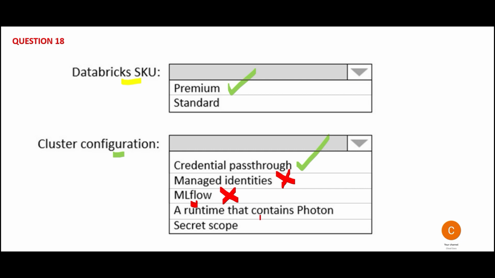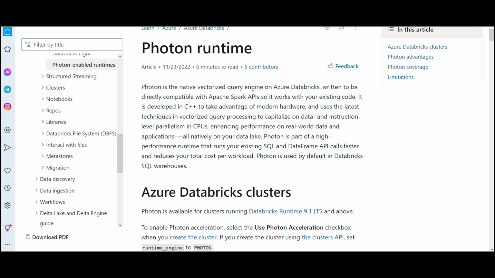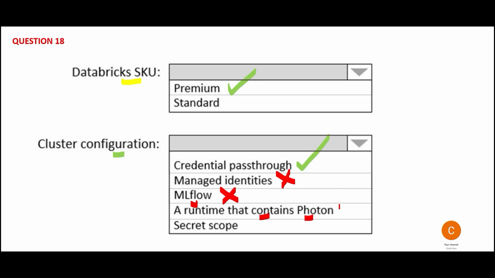Here it is telling you to use a runtime that contains Photon. What is Photon? It is a native vectorized query engine on Databricks. For example, SQL is one type of query engine. Here, Photon is also a vectorized query engine. Nothing related to this use case that we have.